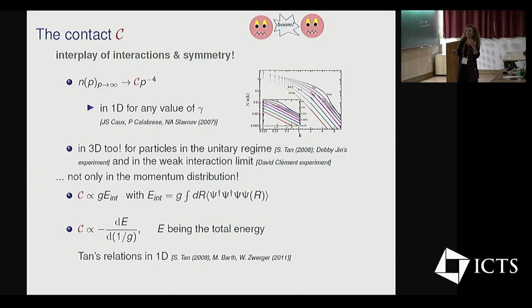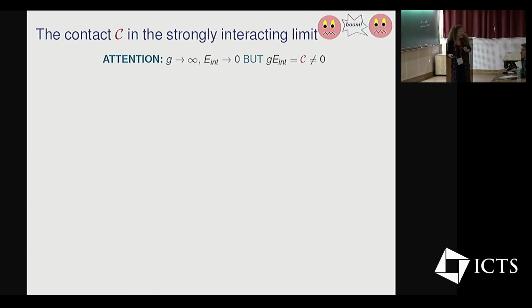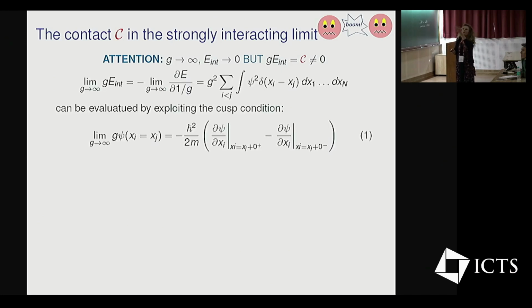But you have to be careful. You could think that the contact is proportional to the interaction energy, but you have to be careful, because in the limit where the interaction goes to infinity, the interaction energy is zero, and the interaction strength is infinite. What is different from zero is the product between the interaction strength and the interaction energy. So what is the contact in this limit?